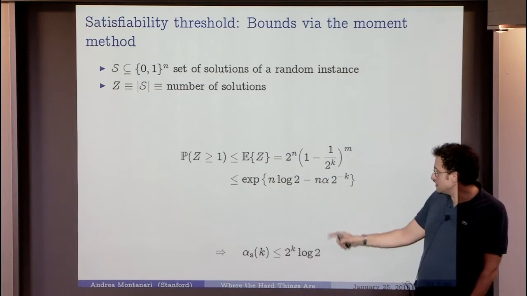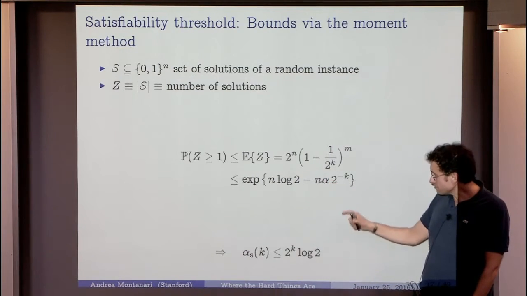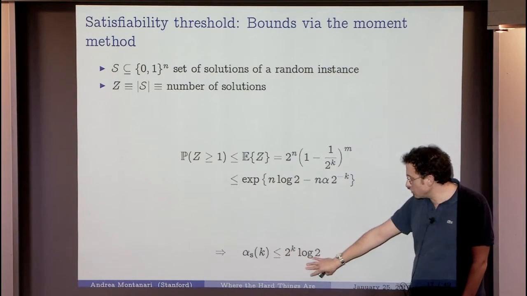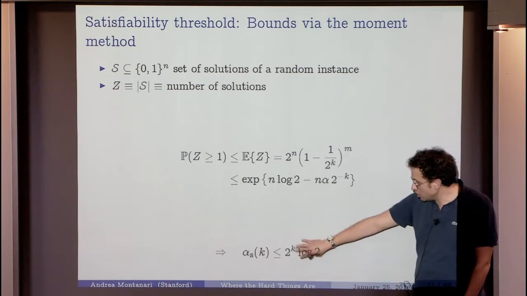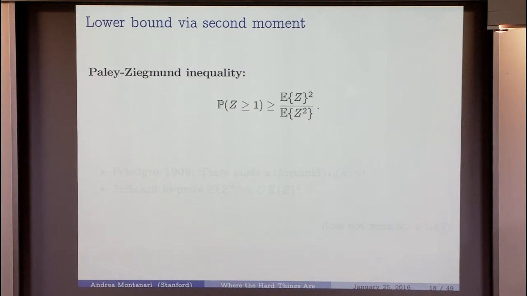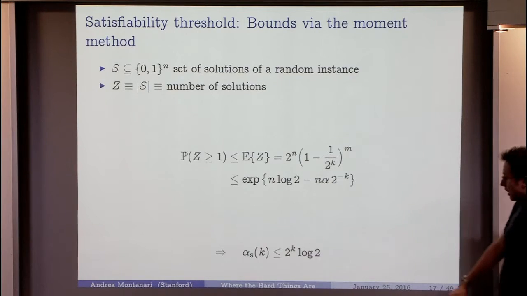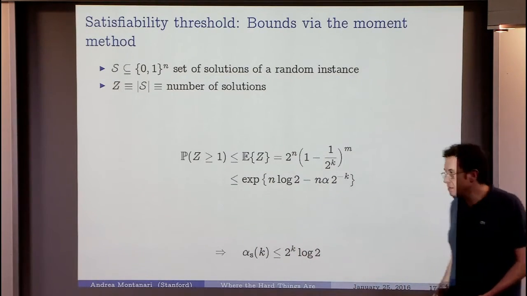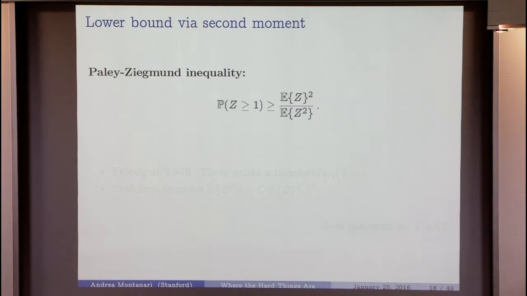So this implies that when alpha is bigger than 2^k log 2, this goes to 0, so alpha_s is smaller than 2^k log 2. Okay? So this is a simple upper bound. Remarkably, it took a while even to match the 2^k in this expression. Okay?